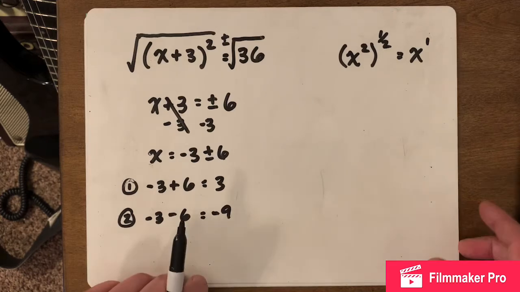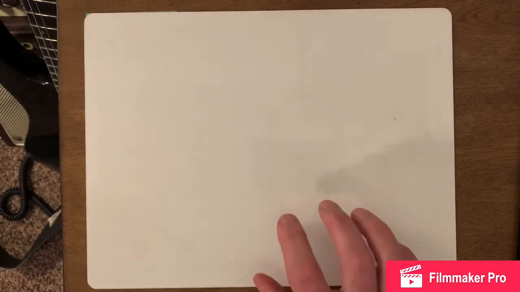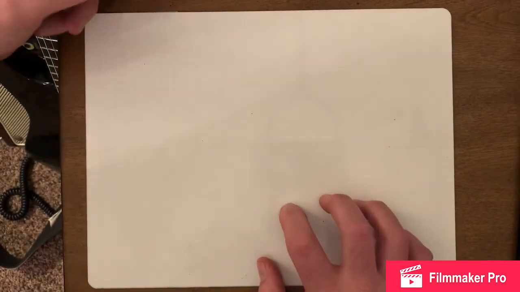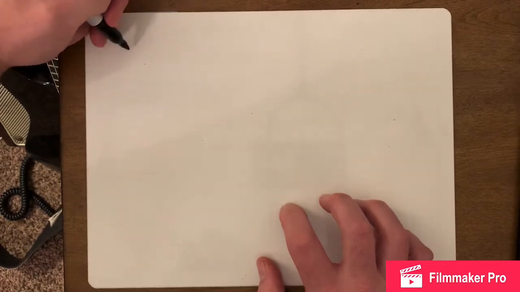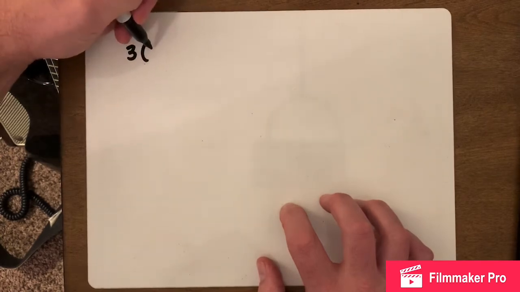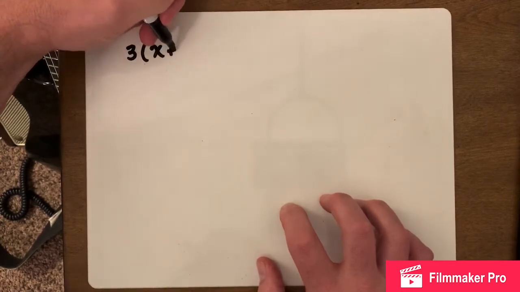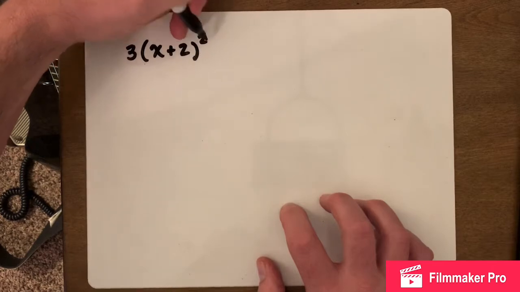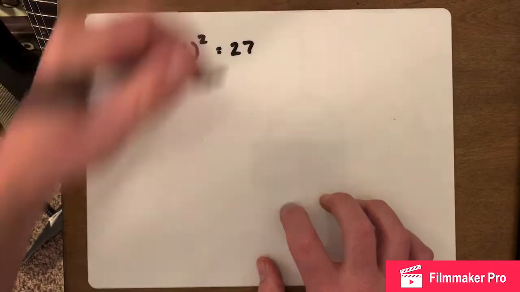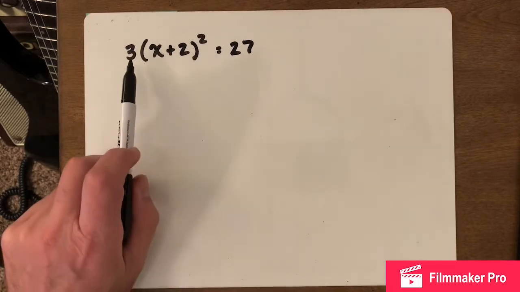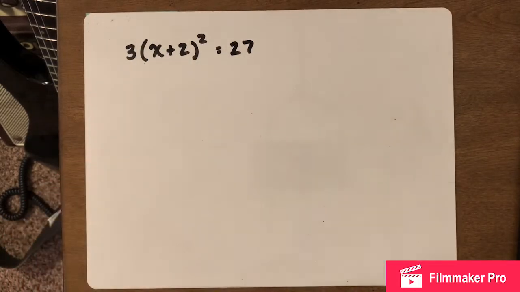Okay? So let's move on to a couple other examples. Let's do one like this. Let's suppose now we have, we'll do 3 here. 3 is a good number. Times, let's say x plus 2 squared equals, let's just say 27. Okay. We never ever want to distribute that 3 there. Never want to do that.